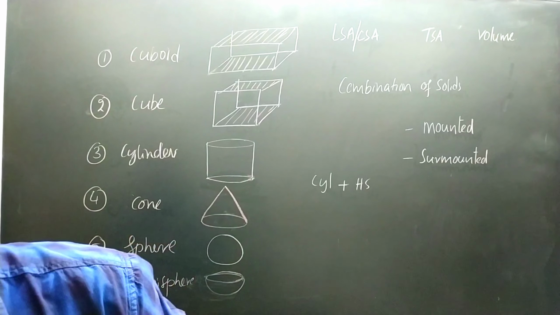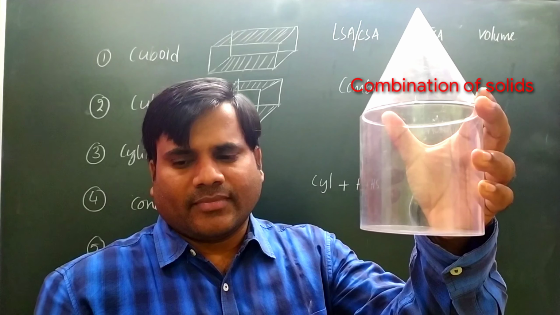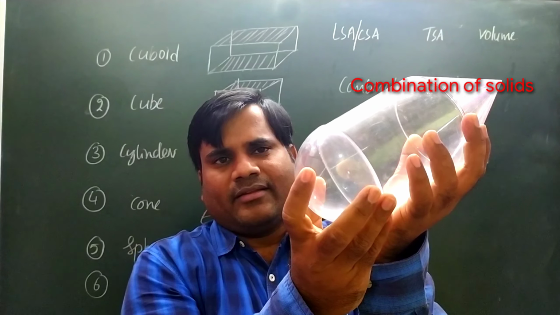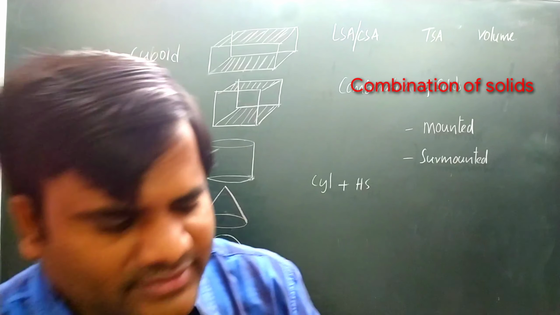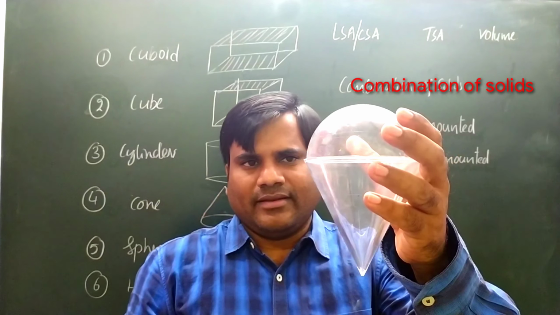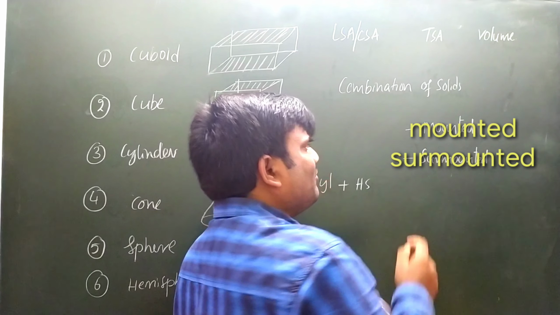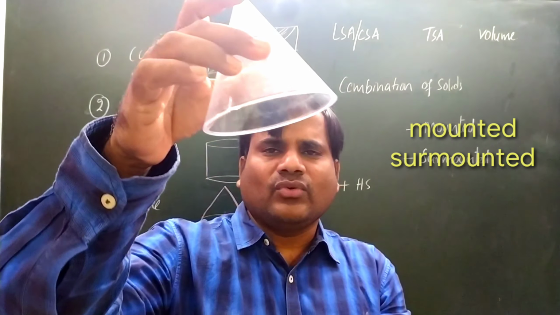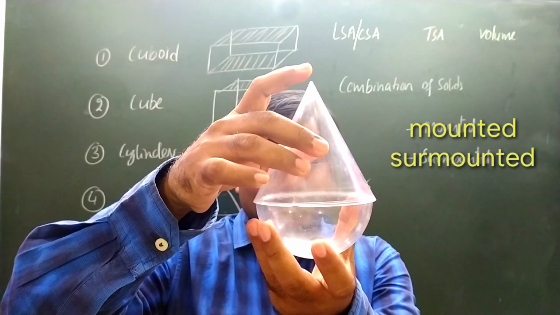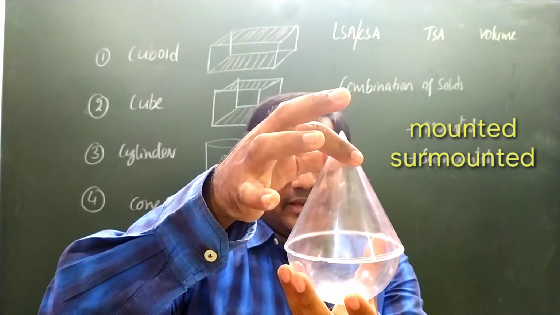Next, this one is cylinder plus cone. Next, cylinder plus cone plus hemisphere. Now some combinations, cone plus hemisphere. Here are some new words, mounted and surmounted. They will say this cone is mounted on hemisphere. That means these two are joined together like this. Cone is mounted on hemisphere.